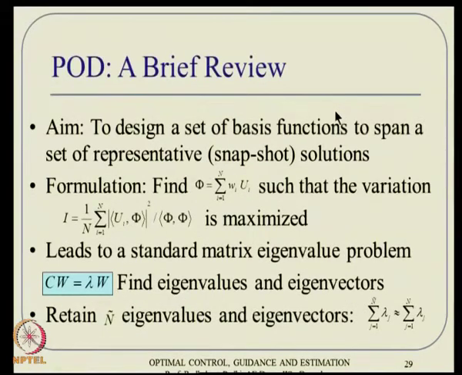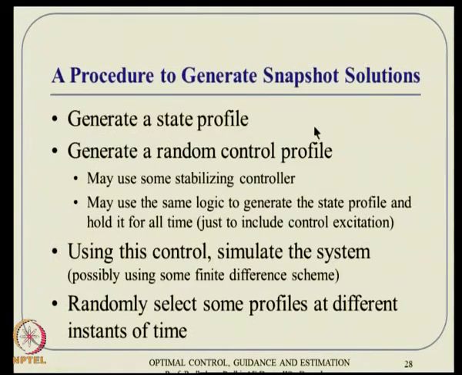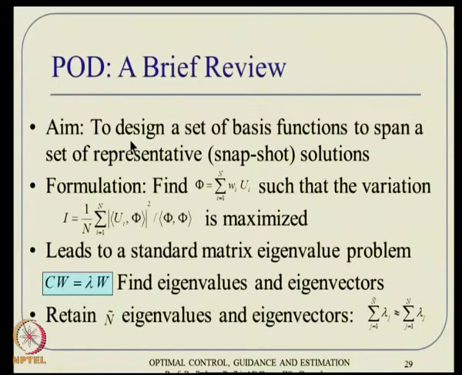Now, a small outline, again math details I will not touch, but the small outline is like this. Once you have a set of snapshot solutions, you ask this question: can I find a basis function phi, where ui is nothing but the snapshot solution? Can I find phi as a linear combination of these snapshot solutions, such that this function you see here, the summation over ui inner product phi, absolute value squared, and then normalized, represents the spread of this basis function.